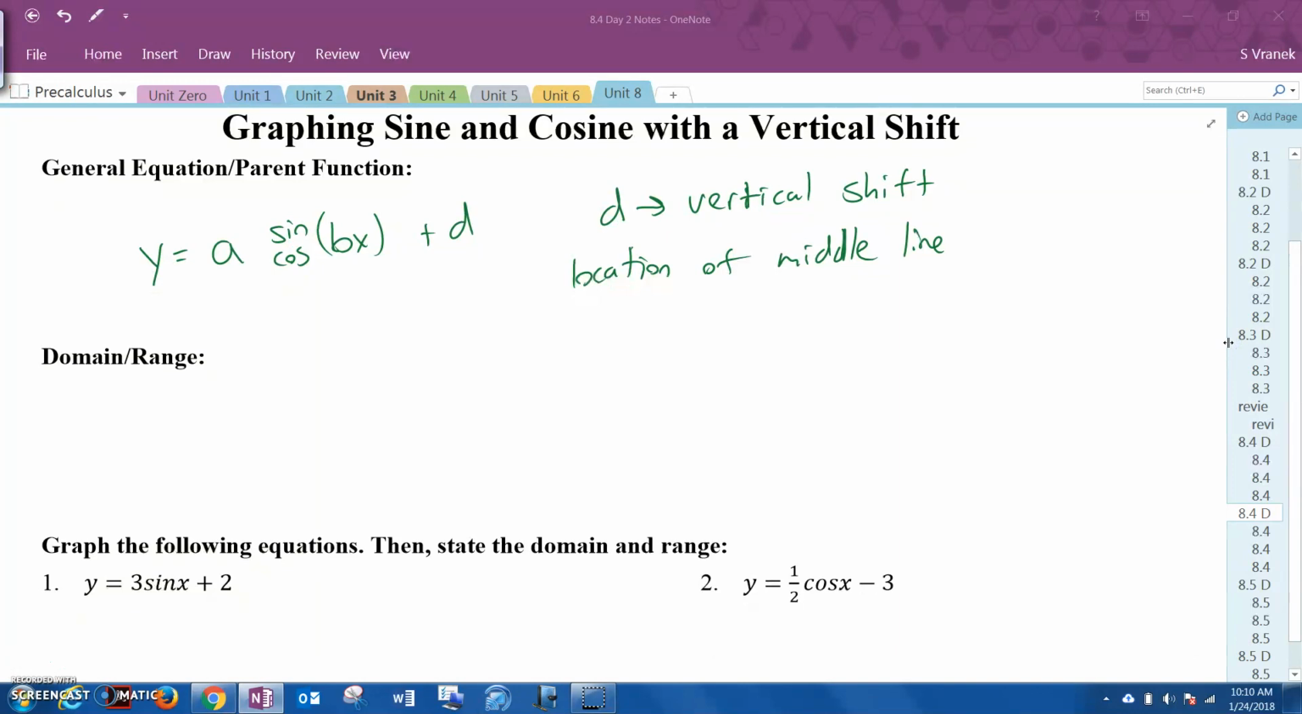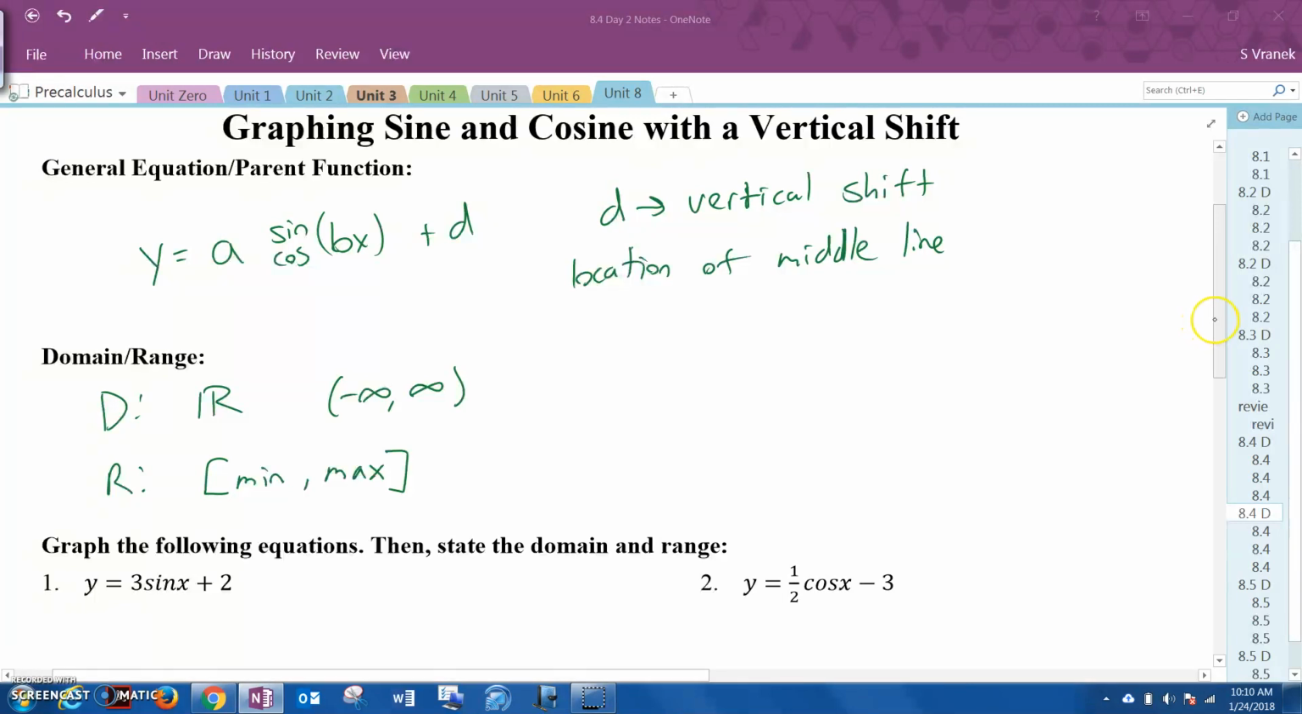But we're also talking about domain and range. Domain for a sine and cosine curve is always all real numbers, so you could either say it's all real numbers, or in interval notation, if you remember, it is negative infinity to infinity. Range, however, goes from the min value to the max value, because those are the range of values that the sine and cosine curve have. And they are always bracketed because they include those points.